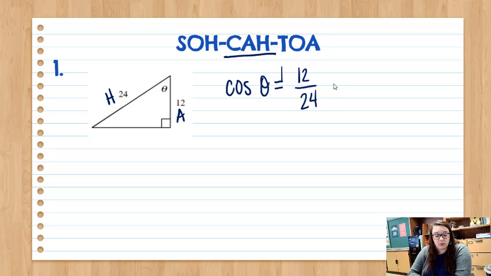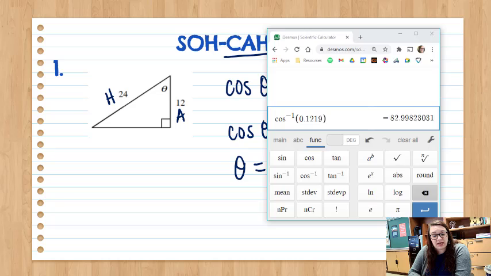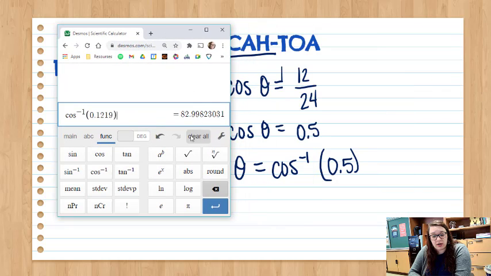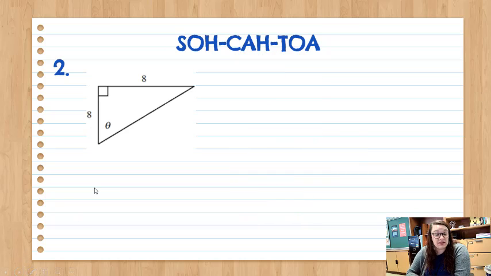All right, 12 over 24, by the way, is 0.5, so cosine theta equals 0.5. Let's get rid of cosine by taking the inverse of both sides. It'll go away from the left, and it'll be on the right now. So inverse cosine of 0.5. Inverse cosine of 0.5 is 60. So in this case, theta is 60 degrees.